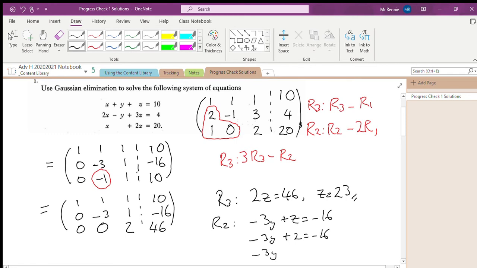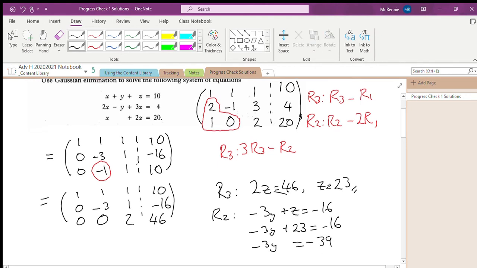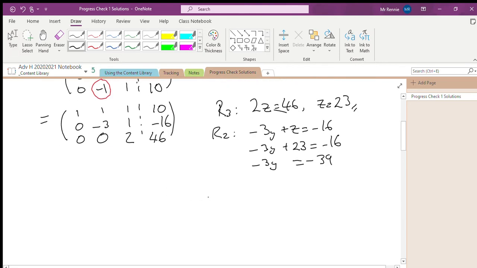Negative 3y, sorry, not a 2, my apologies, made a silly error there. Let's try and fix that. Plus 23, I should say, equals negative 16. So if I take the 23 over the other side, I get negative 39. Therefore, my y, if the negatives cancel on both sides, divide that by 3, I'm going to get y equals 13. Okay, so that's my second variable found.